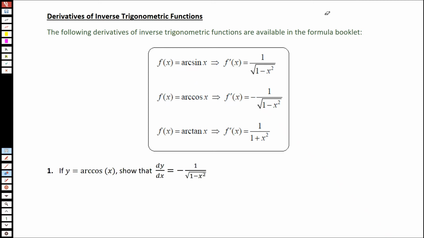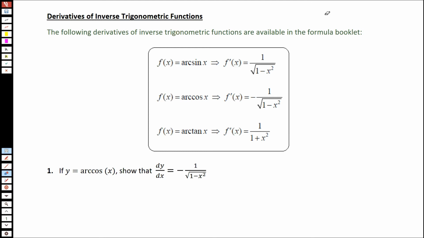Derivatives of inverse trig functions are available in your formula booklet. What I plan to do here is to apply those derivatives in finding other derivatives that will be given. But before I do that, I'll go through some examples on how to find these derivatives.